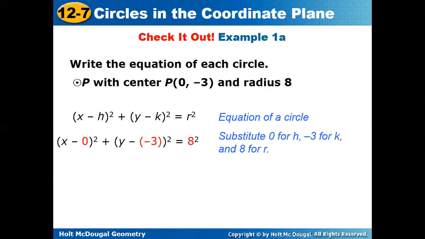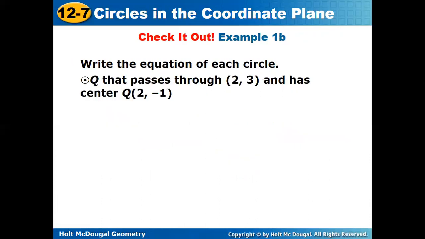Now, if you simplify the first bracket, x minus 0 is the same as x. So x minus 0, only x. And y minus negative 3, remember that negative means positive. So it will be (y plus 3) all power 2 also, equals 8 power 2, which is 8 times 8. It's not 16, it's 64. So the equation of the circle will be x power 2 plus (y plus 3) all power 2 equals 64. Second, check it out.